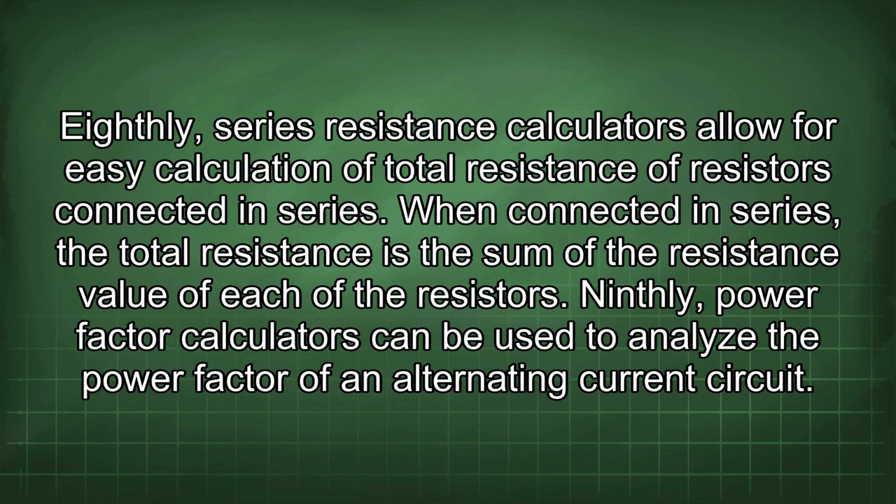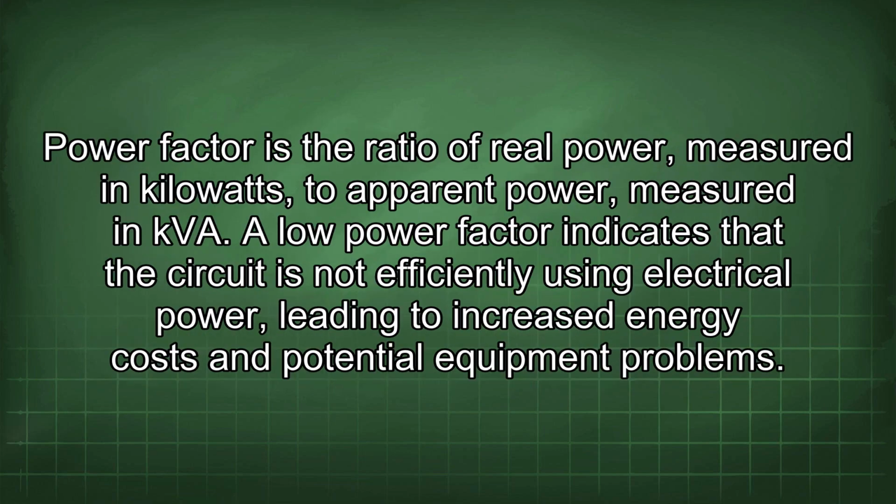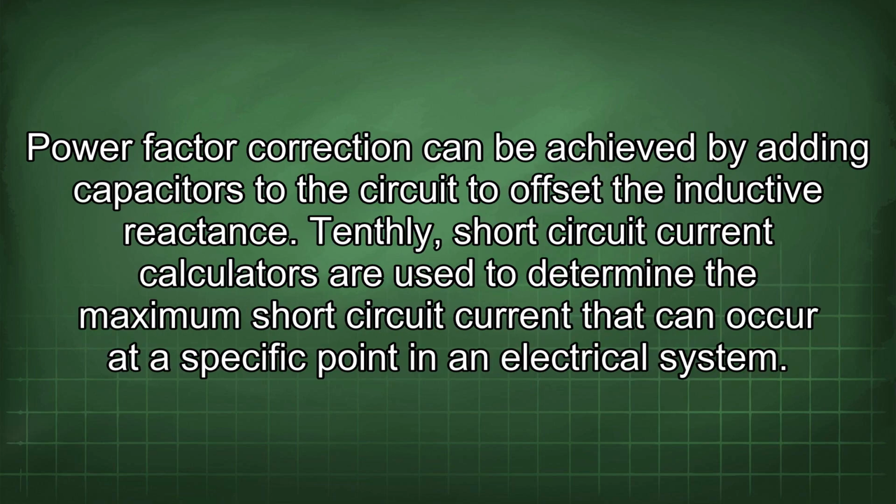Ninthly, power factor calculators can be used to analyze the power factor of an alternating current circuit. Power factor is the ratio of real power, measured in kilowatts, to apparent power, measured in kVA. A low power factor indicates that the circuit is not efficiently using electrical power, leading to increased energy costs and potential equipment problems. Power factor correction can be achieved by adding capacitors to the circuit to offset the inductive reactance.